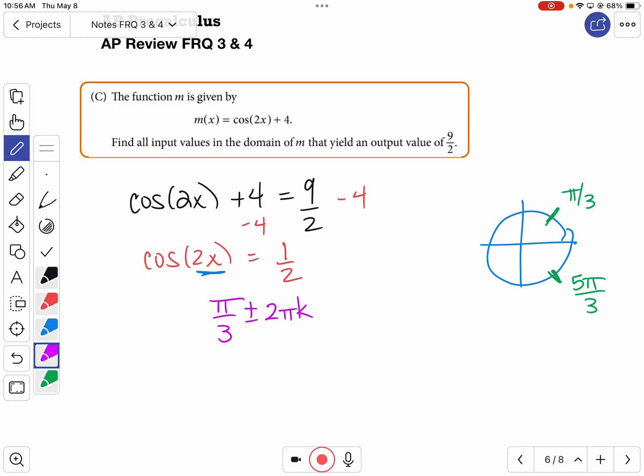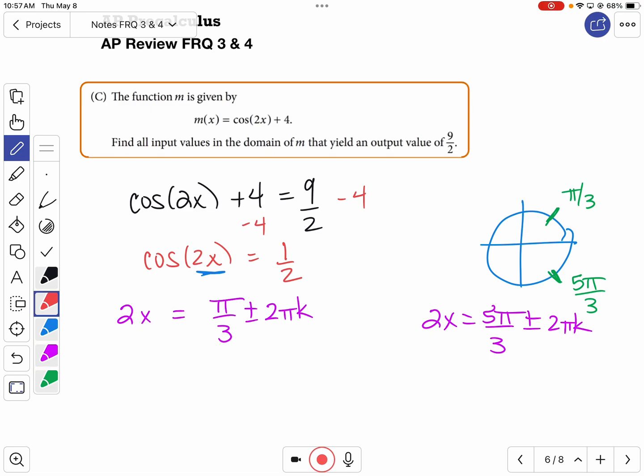But the problem is I don't have just an x inside of that cosine. What do I have? A 2x. So I have to say 2x is going to equal that. The second solution I would have, that same 2x, would equal 5 pi over 3 plus or minus 2 pi k, because I have to go all the way around the circle to get back.